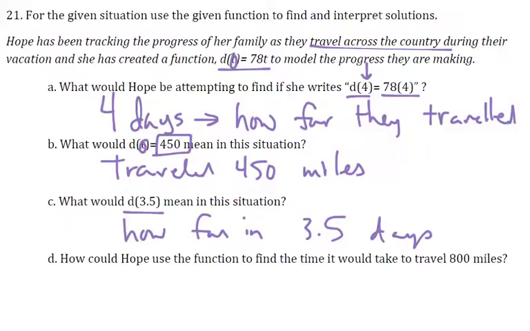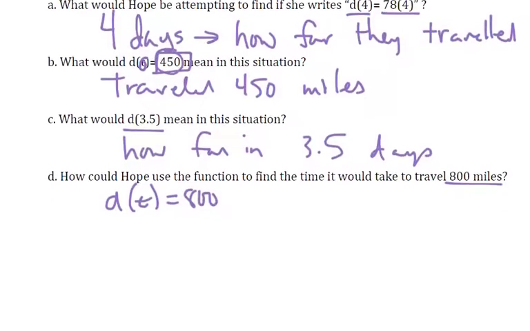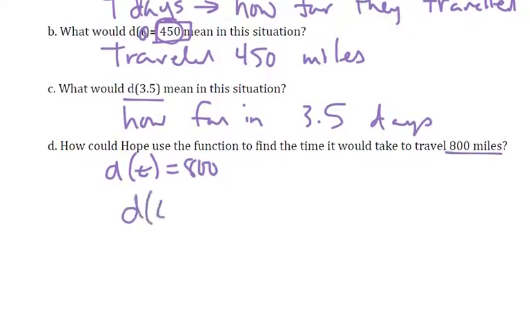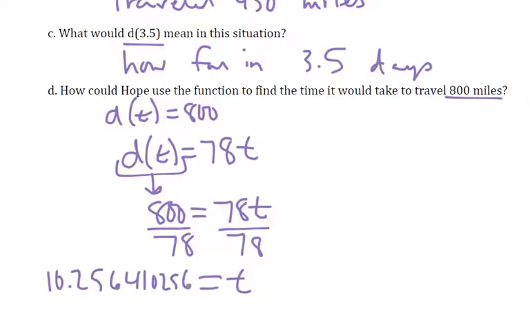And how could Hope use a function to find the time it would take to travel 800 miles? So basically, d of t would equal 800, which is kind of like b. So we use her function and replace d of t with 800. Then we would just divide by 78, and that would give us how long it would take. Which we get like 10.256410256. So basically 10.25 or 10 and a fourth. Days, hours, minutes, whatever she meant.